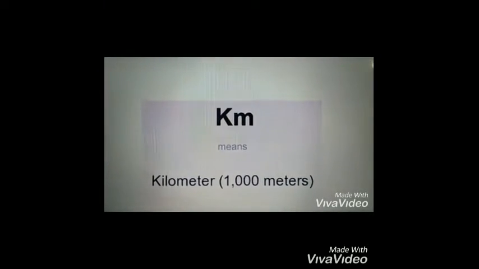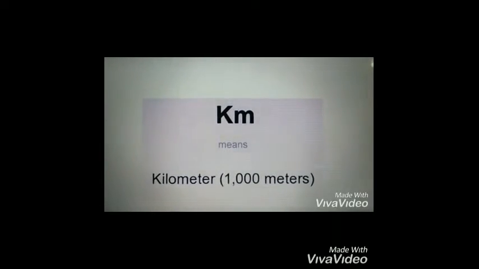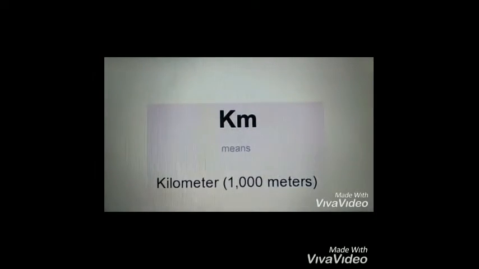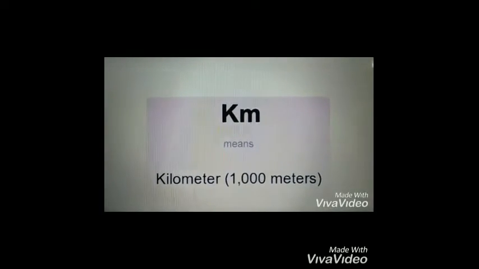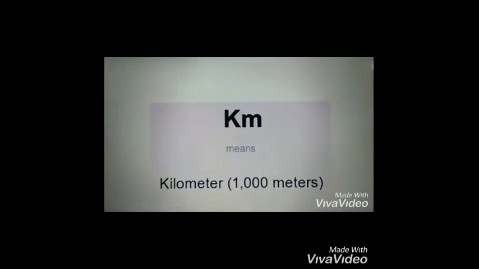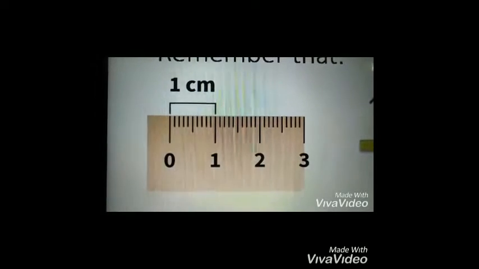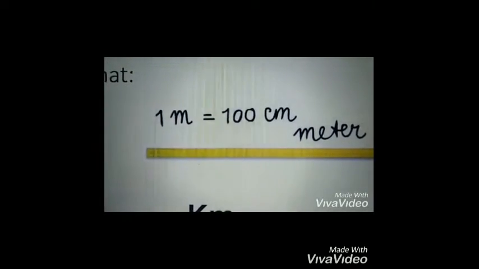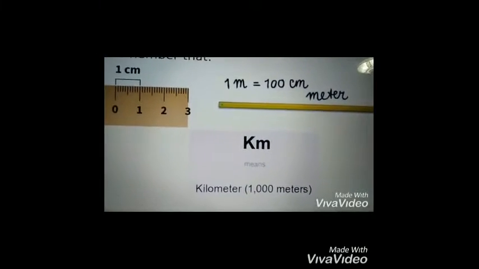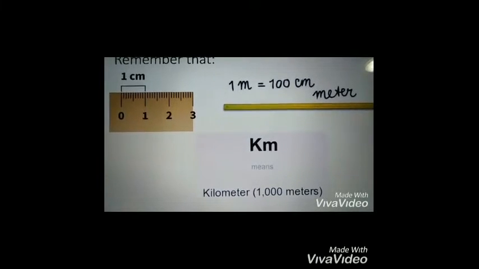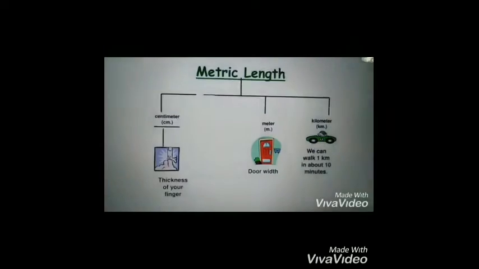So, the scientists invented a unit called the kilometer. Kilometer is written as km, and each 1 kilometer equals 1,000 meters. So, we have 1 centimeter, 1 meter, which equals 100 centimeters, and 1 kilometer, which equals 1,000 meters.